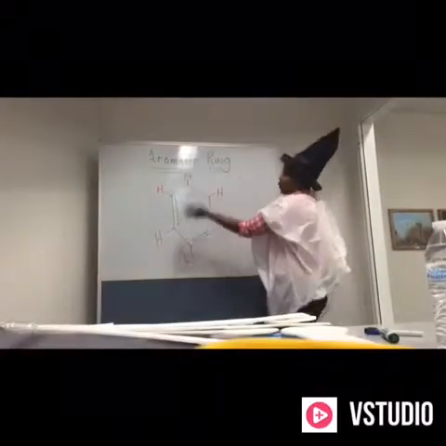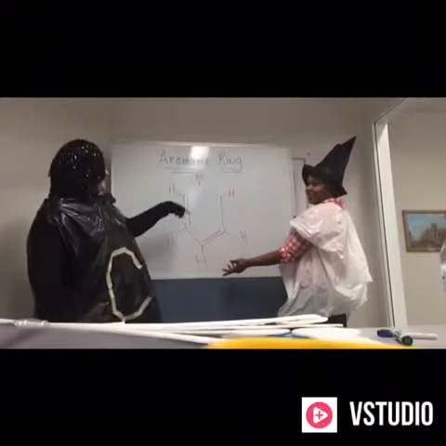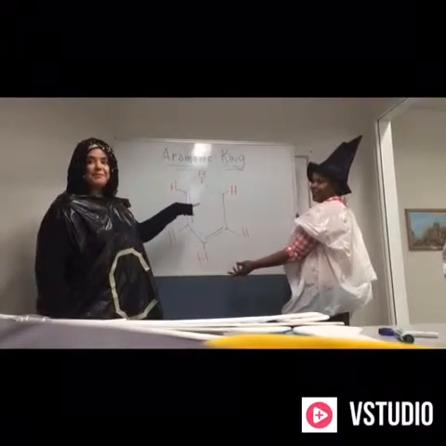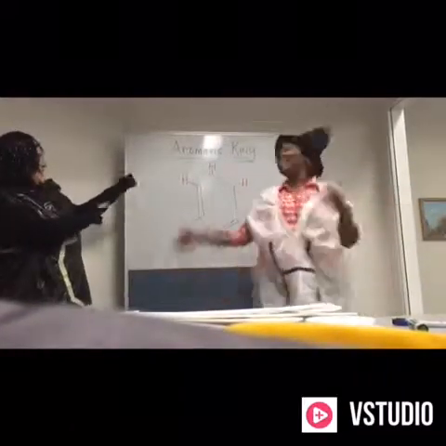Aromatic ring. You have a ring with 6 carbons. You put 6 hydrogens in. You have 3 alternating double bonds within the ring. You form a delocalized ring and you spin yourself around. And that's what it's all about.